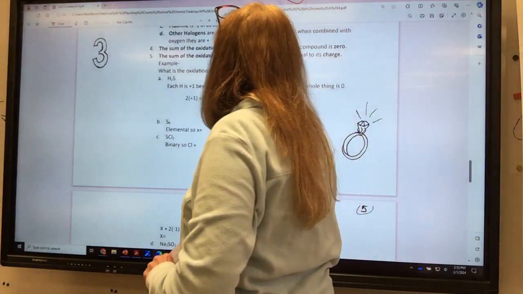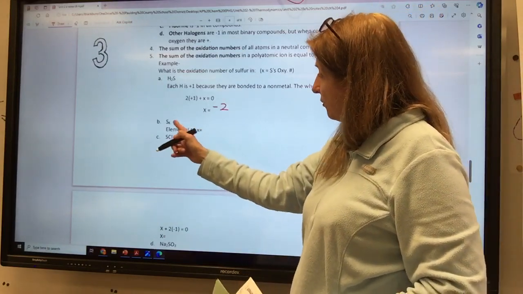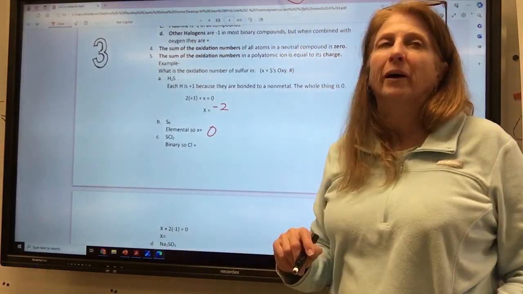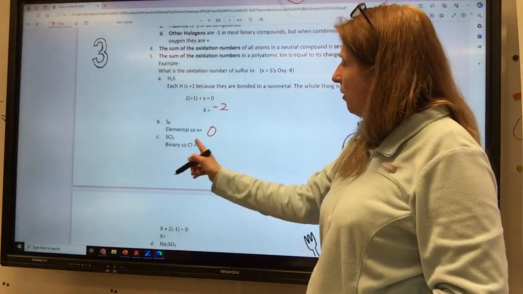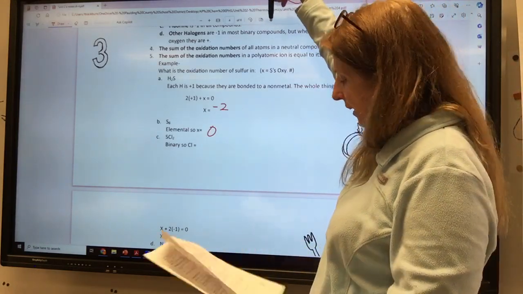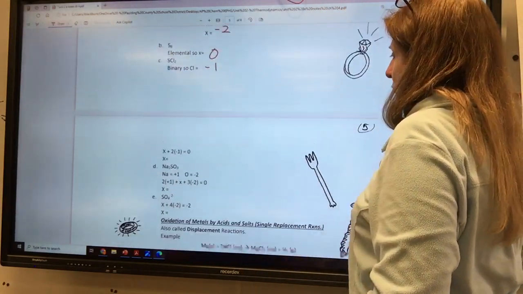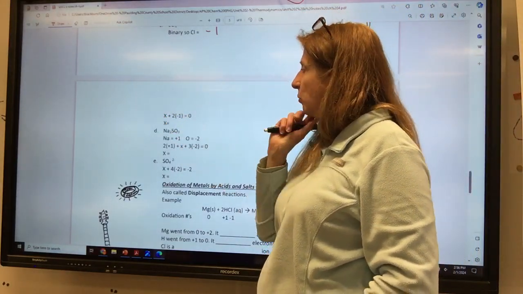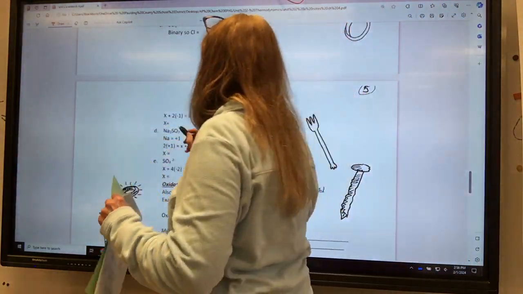Okay, so y'all all said that X has to be -2. Everybody understand that? Okay, here it's just an element, so what does X equal? That's right, nothing. Good job. Everybody knew that. Nobody said anything but nothing. Well done. Okay, elemental is 0. Here is binary, and it's bound to chlorine. Chlorine, when it's binary, is -1. So go on to the next page. So we've got X plus 2 times -1 equals 0. What does X have to equal? +2. Y'all are doing great.